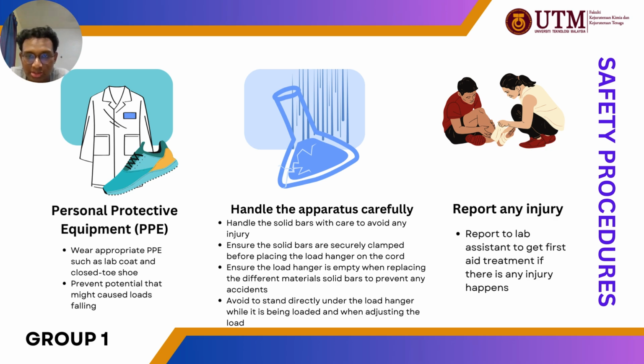Ensure the solid bars are securely clamped before placing the load hanger on the cord. Ensure the load hanger is empty when replacing the different material solid bars to prevent any accidents, and avoid standing directly under the load hanger while it is being loaded and when adjusting the load. And the last one, report any injury. Report to the lab assistant to get first aid treatment if there is any injury.